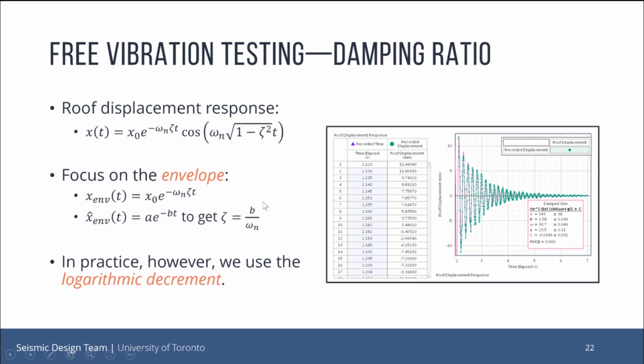Unfortunately, this isn't actually feasible. It's kind of impractical because in practice, we use another method called the logarithmic decrement. The logarithmic decrement is much more efficient at calculating and providing the estimate for the damping ratio. But this is an example of what that would be like if we were to use an exponential regression.